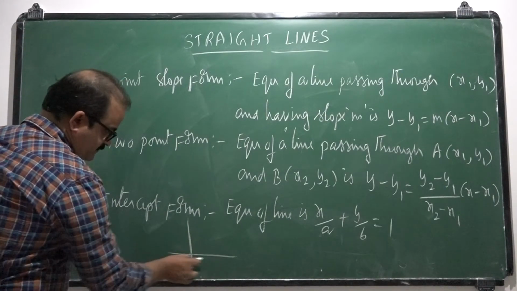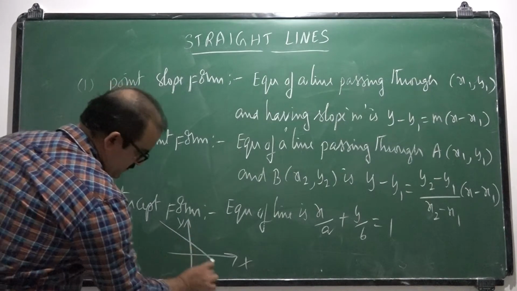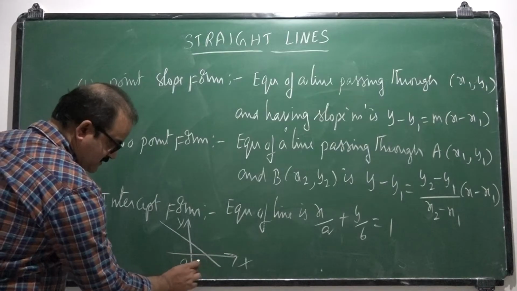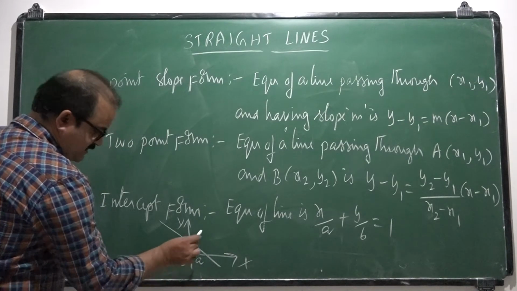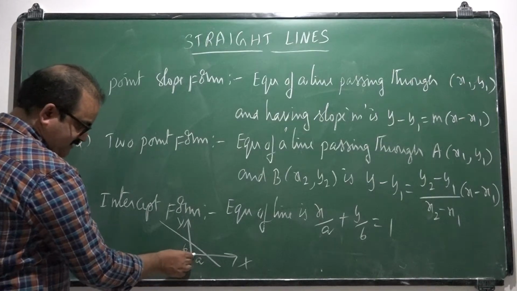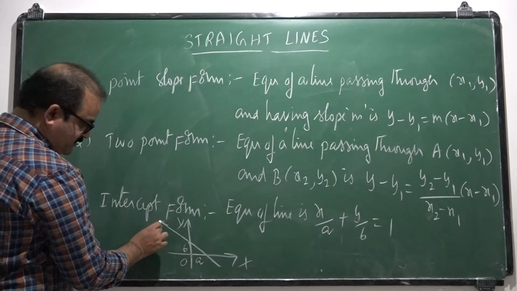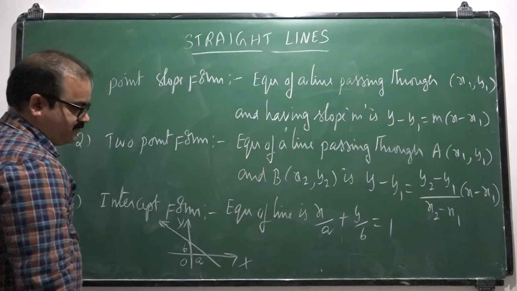See here, let it be x-axis and it be y-axis. If the line is in this form, this distance is called x-intercept, this distance is called y-intercept. Here x-intercept is a, y-intercept is b. Therefore equation of this line is x by a plus y by b is equal to 1.